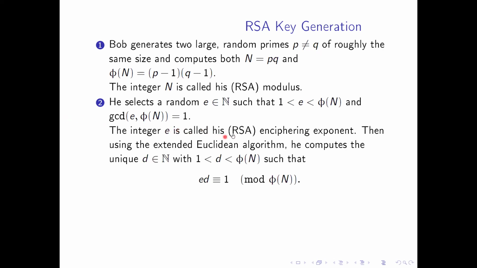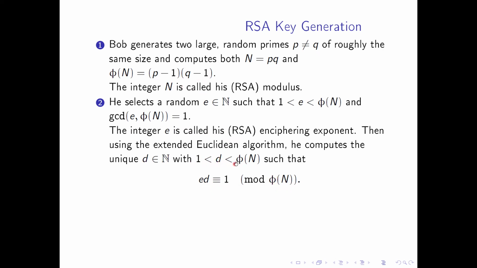Now, this exponent is our encryption or enciphering exponent. And we can use the extended Euclidean algorithm to compute e d is congruent to 1 mod phi of n, which again, reminder, is (p minus 1)(q minus 1). I'm just doing this because it's way easier to write down.